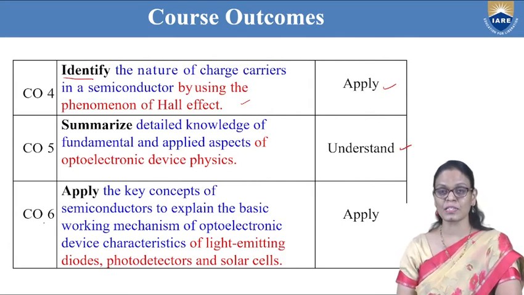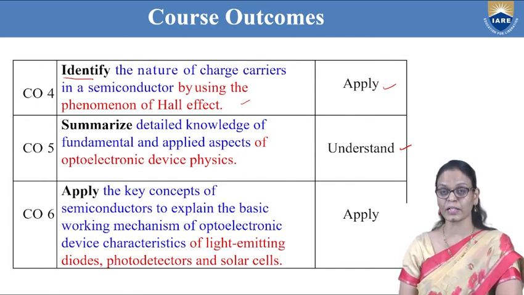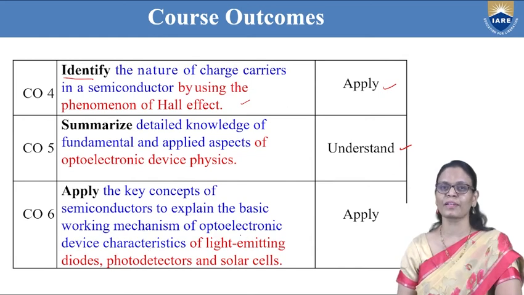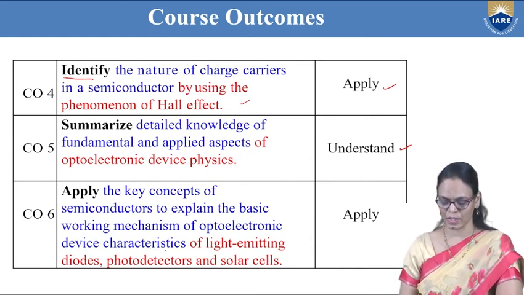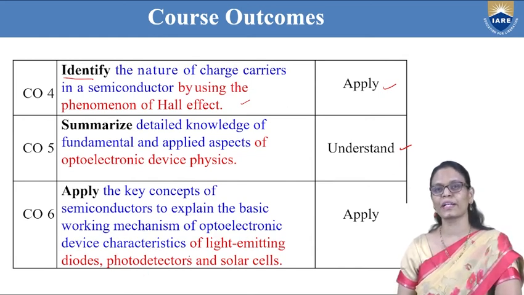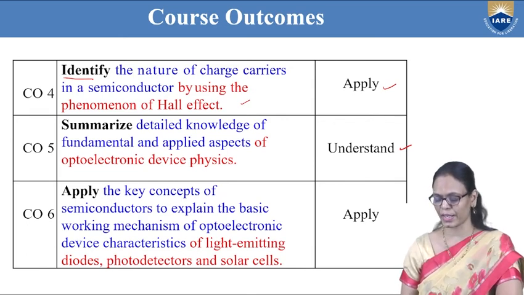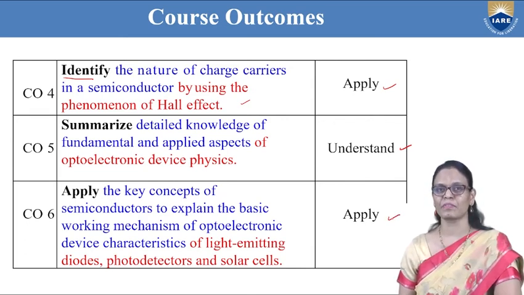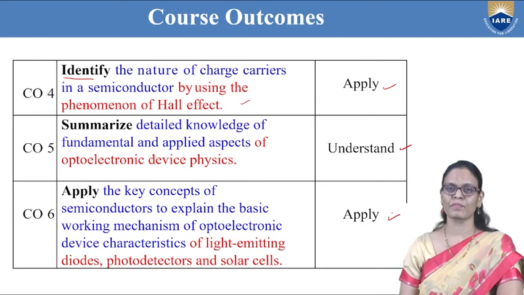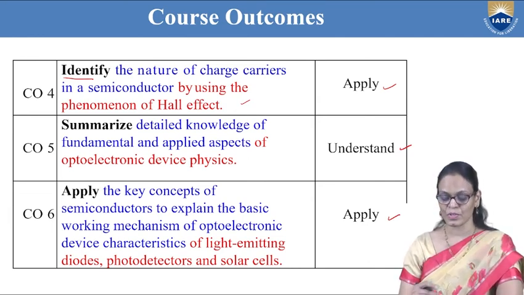Then coming to CO6, apply the key concepts of semiconductors to explain the basic working mechanism of optoelectronic devices, characteristics in light emitting diodes, photodetectors and solar cells. Again, it comes under the apply level. So what you have to understand is what the CO is, and what its particular level is. So which module we are trying to assess at which level.